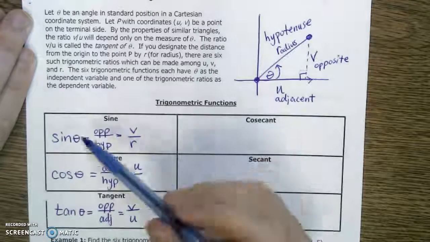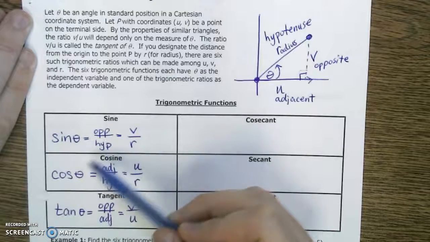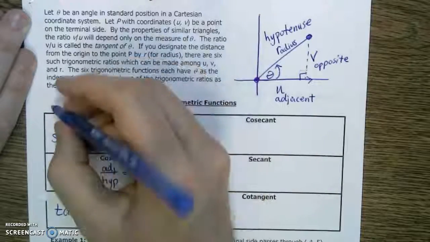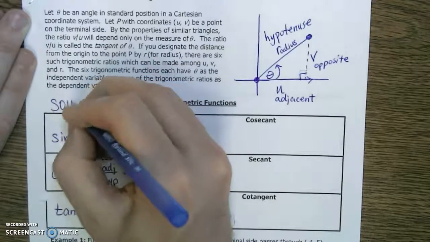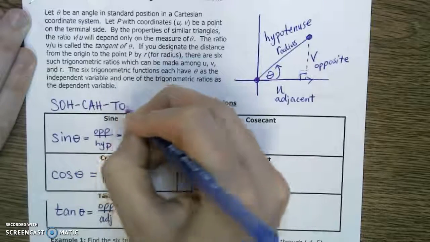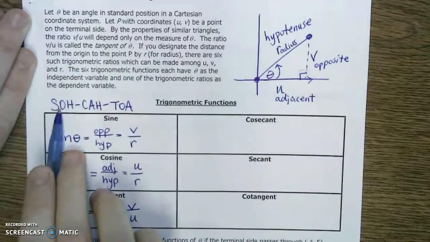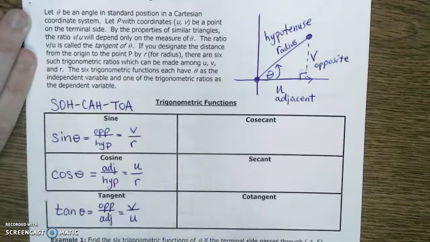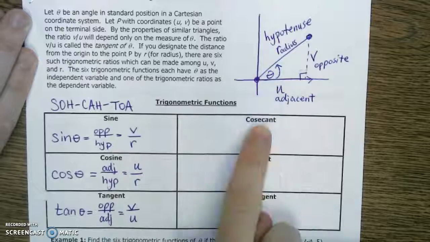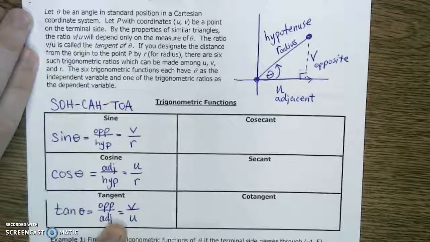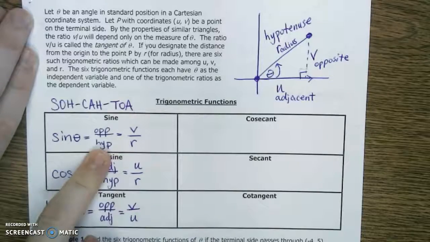So to remember, sine is opposite over hypotenuse, cosine is adjacent over hypotenuse, and tangent is opposite over adjacent. You can remember SOHCAHTOA. Sine opposite hypotenuse, cosine adjacent hypotenuse, tangent opposite adjacent. Now, we have three more trig ratios, which are just the reciprocals of these. Reciprocal just means you're going to flip it upside down.